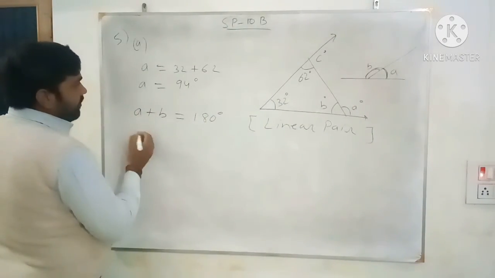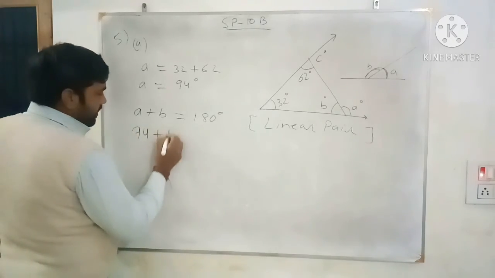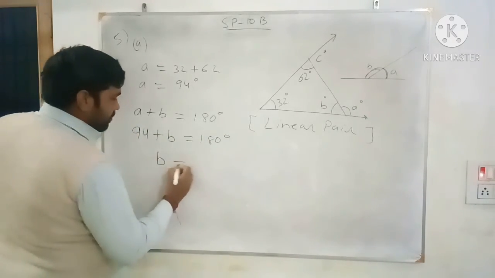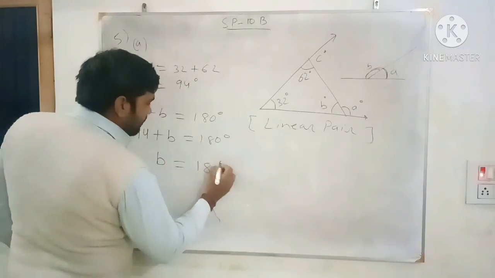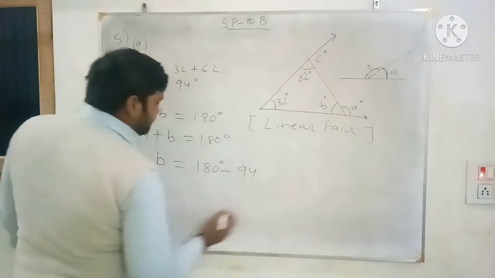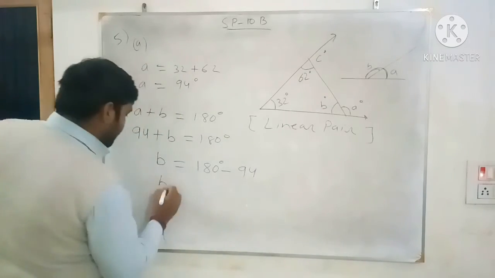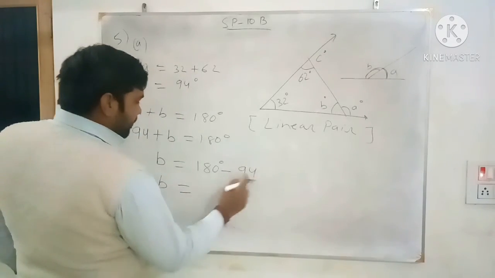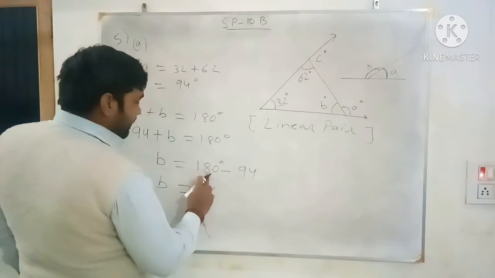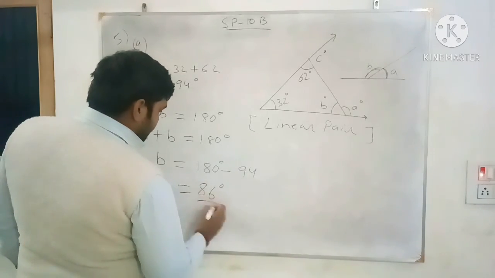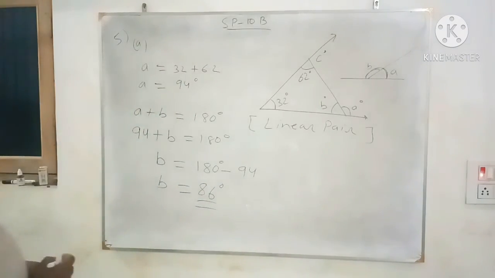Now put the value of A. A is 94 plus B equals 180 degree. Now B is equal to 180 degree minus 94. So what will be the value of B? From 10, 4 is subtracted, 6. From 7, 17, 9 is subtracted, 8. 86 degree. So what we get? 86 degree.